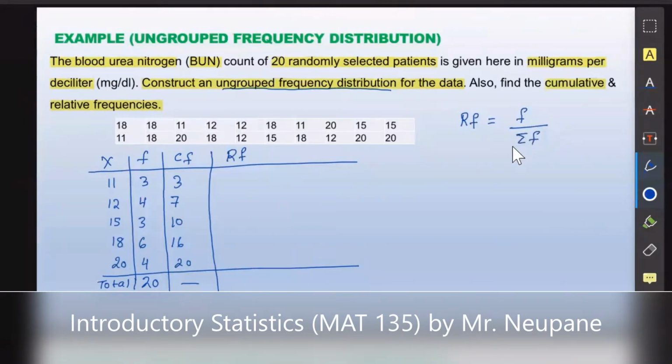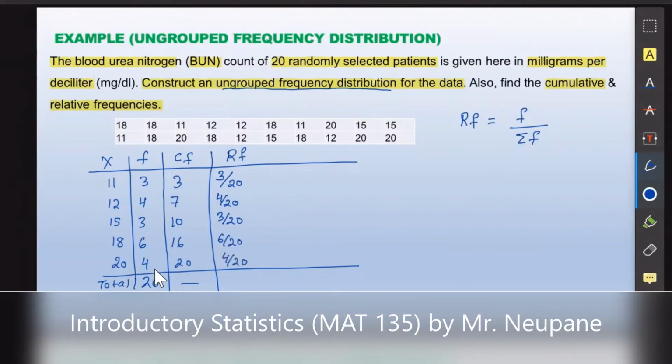This sigma sign is sum. So what we do is, for example, in this one, for 11, frequency is 3, and the sum of all frequencies, when you add all frequencies, is 20. So that will be 3 over 20. What will it be for this one? The frequency is 4, so it will be 4 over 20. For 15, frequency is 3, so 3 over 20. For 18, it is 6, so 6 over 20. And for 20, it is 4, so 4 over 20.